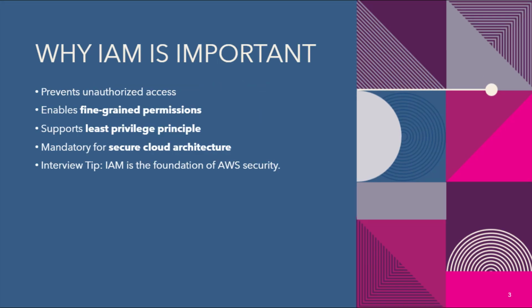Why IAM is important? IAM is very important because it prevents unauthorized access and helps us manage permissions in a structured way. It also supports the principle of least privilege, meaning users only get the permissions they actually need. In interviews, a key point to remember is: IAM is the foundation of AWS security.